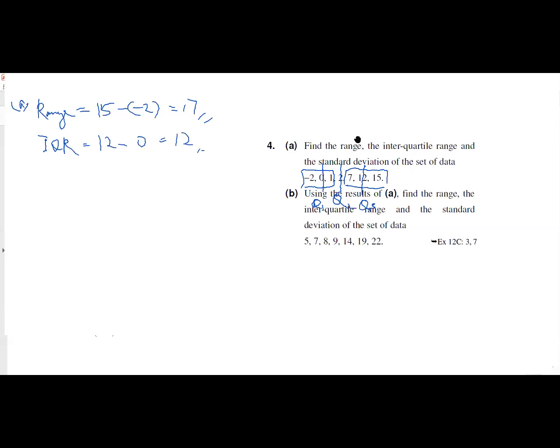And then for the standard deviation, we use the calculator directly. Okay, remember to clear the statistics data. Okay, so enter the data -2, m plus 0, m plus 1, m plus 2, m plus 7, m plus 12, m plus 15, m plus. Okay, and then the standard deviation will be equal to 6. Nice number. Can you get the 6 yourselves?